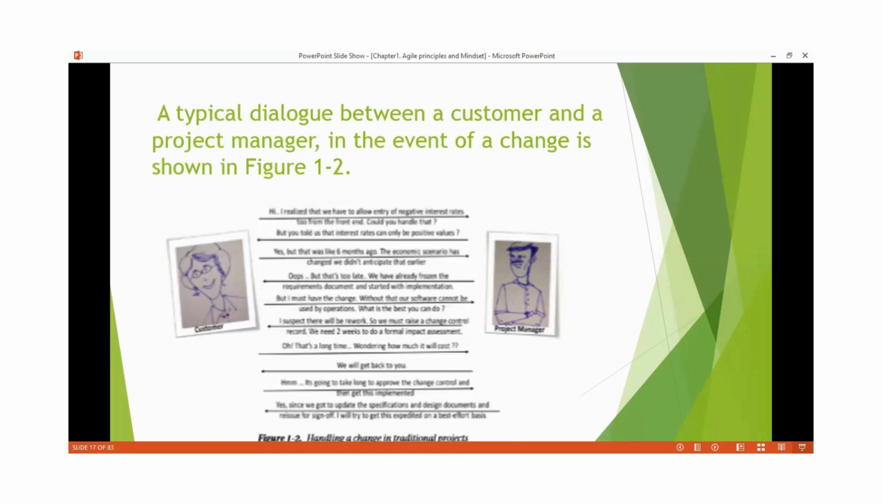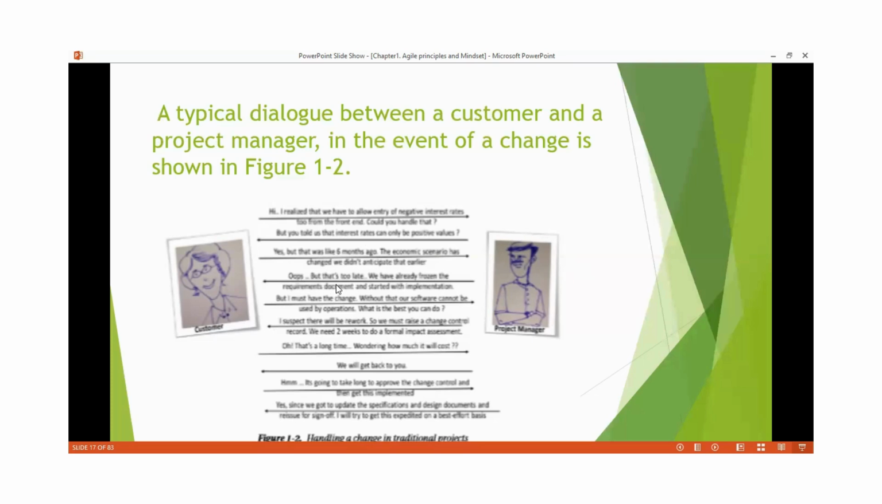So here is a dialogue that has been undertaken between a project management and the team, okay, customer and the project management, in the event of a change request. You look right here, the customer says that I realize we have to allow the entry of negative interest rates. Could you handle this? But you told me that the interest rates can only be positive values. Yes, but then that was like 6 months ago. The economic scenario has changed, and we didn't anticipate it earlier.